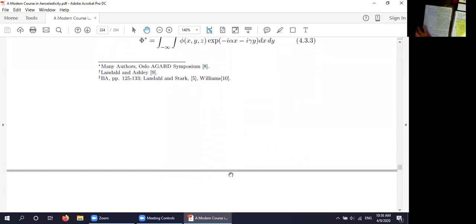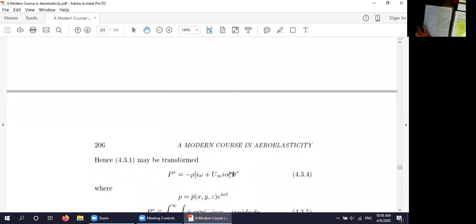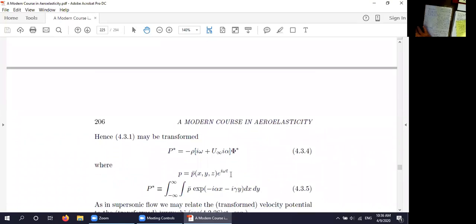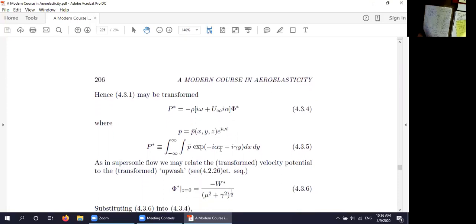We'll also take a double transform with respect to x and y of Bernoulli's equation. And of course, the pressure itself is going to be assumed to be simple harmonic in time also. So, for example, this P star is already assumed simple harmonic motion, and then we take a double transform of it as well. And so this is Bernoulli's equation, but now transformed with respect to x and y, and assuming simple harmonic motion.